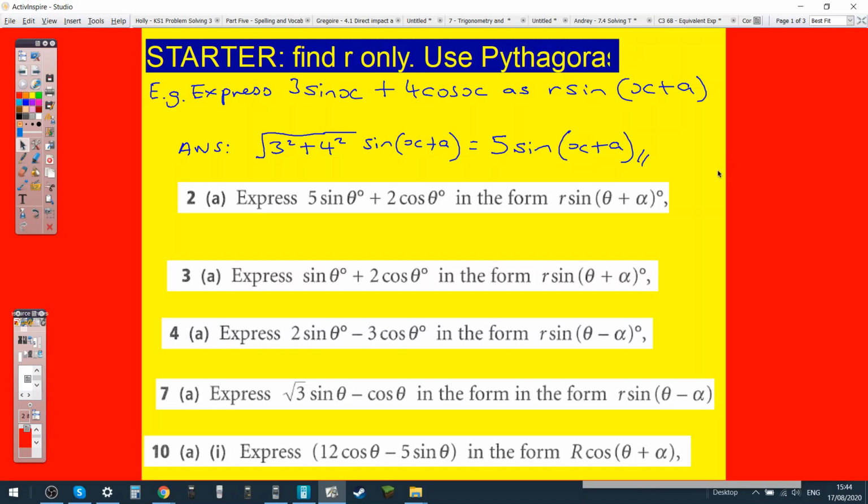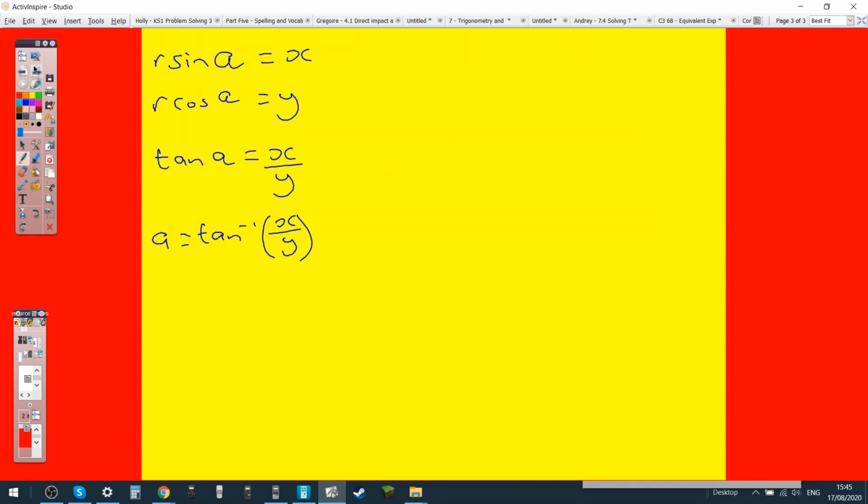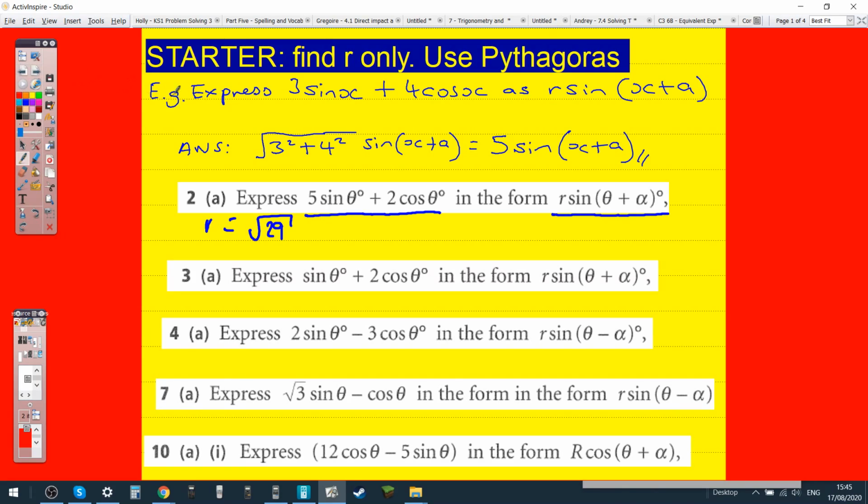So, do I need to do square root of 5 squared plus 2 squared? Yep. And that would be equal to root 29. And so what do you know about writing this in this form? Is it that r is equal to root 29? Yeah, so r equals root 29. That's going to be all good, I think. Okay, and then how would you get the alpha?